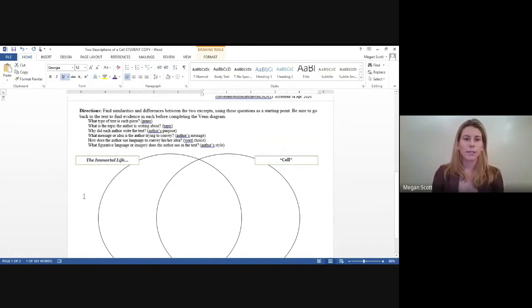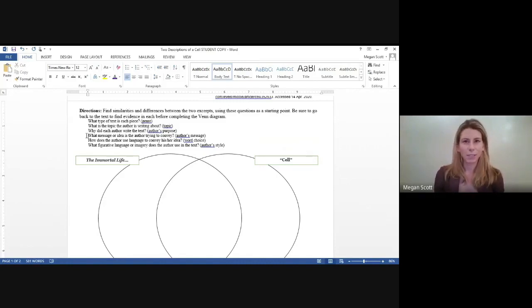What type of text is each piece? What genre, or what do you know about each piece? Maybe they're the same, maybe they're different. What is the topic the author is writing about? Maybe it's the same, maybe it's different. Why did each author write the text, or what is the author's purpose? Make sure that you're using evidence from the text while answering these questions and putting it into its proper place on the Venn diagram. Question 4, what message or idea is the author trying to convey?